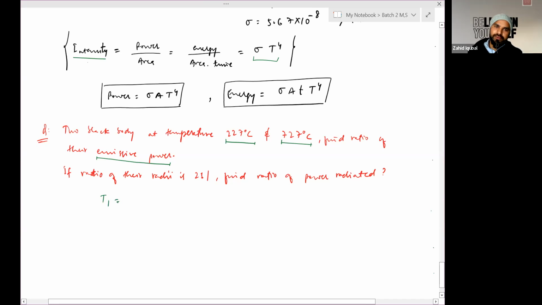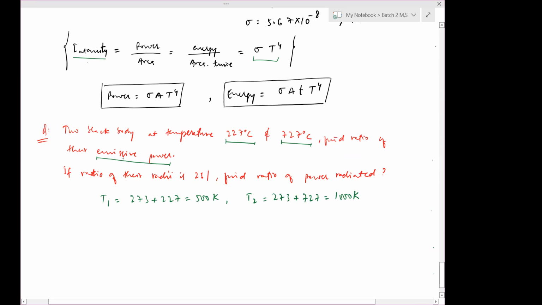Suppose T1, if you convert it into Kelvin, 273 plus 227, you'll get 500 Kelvin. And for T2, 273 plus 727, you'll get 1000 Kelvin. Sumaira, is it clear? Yes, I did this.